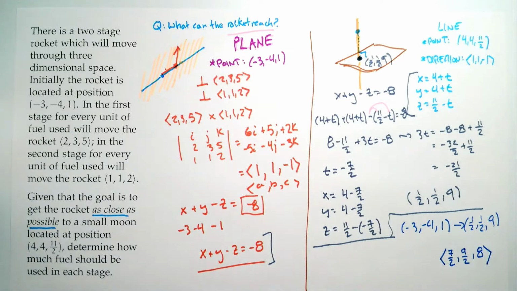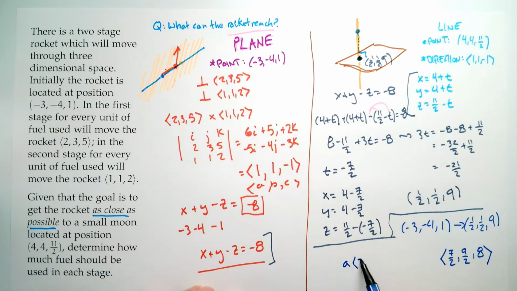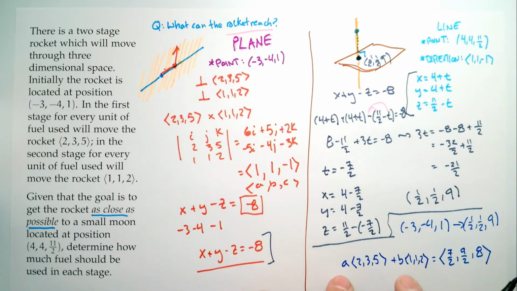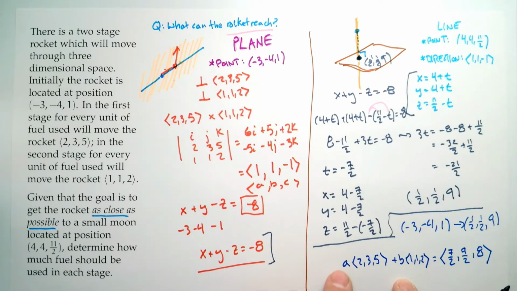Finally, we get back to the problem that we did a few days ago and say, look, I just need some combination. So A times this vector 2, 3, 5 plus B times this vector 1, 1, 2. That needs to equal the 7 halves, 9 halves, 8. A and B, that is our answer. A is how much we want in stage 1. B is how much we want in stage 2. So once we find A and B, we're going to be done with this wonderful problem.